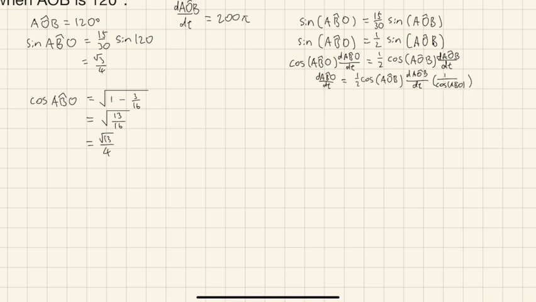Hence, by rearranging the equation, we can find the derivative of angle ABO to be half cosine 120 times 200 pi times 4 over root 13. The final answer is negative 200 pi over root 13.